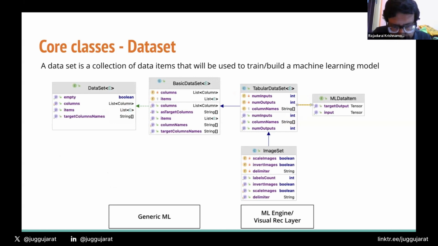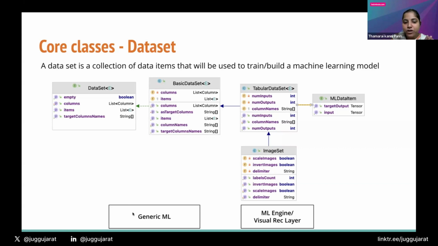This is the data set. All the languages, all the libraries today provide their own data interfaces. It's not a standard way. It's also a blocker when we want to move from one machine learning engine to another. So here, what they have done is provide a standard set of data set. They have an interface called data set, and a basic data set, which is used to identify the data set.